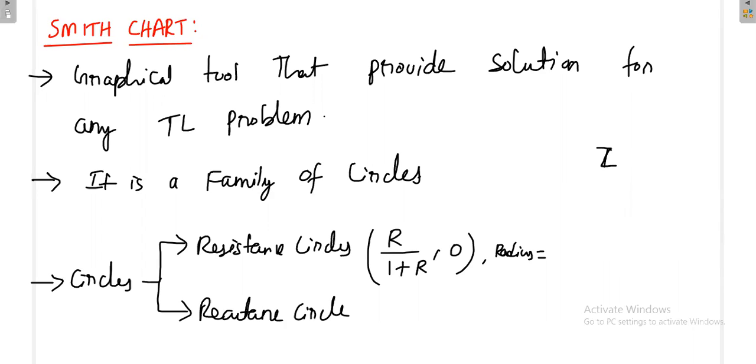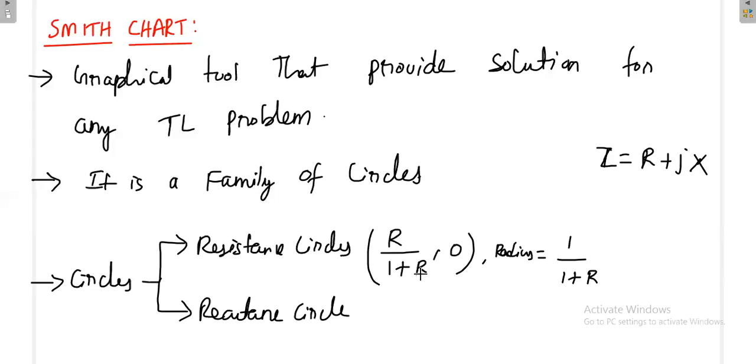Z equal to R plus jX. The radius of the circle is equal to 1 divided by 1 plus R. Resistance cannot generally be negative. Resistance is always positive, so there is no need to put a magnitude here.